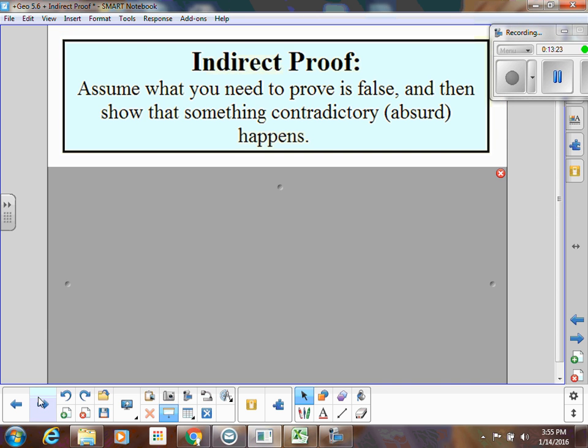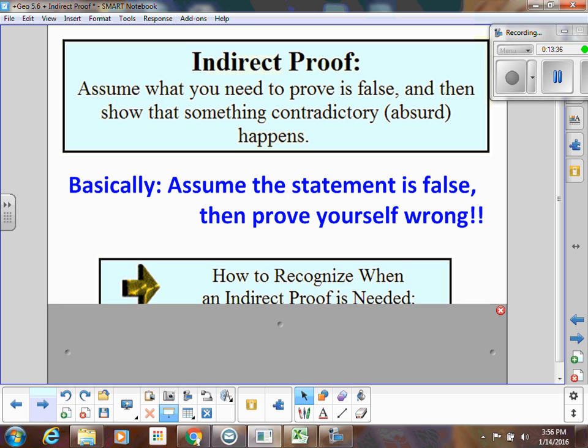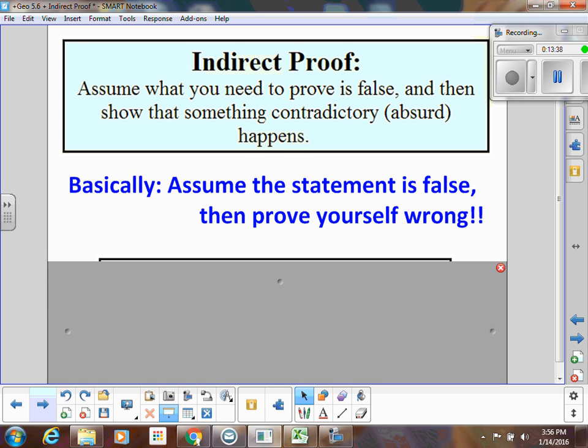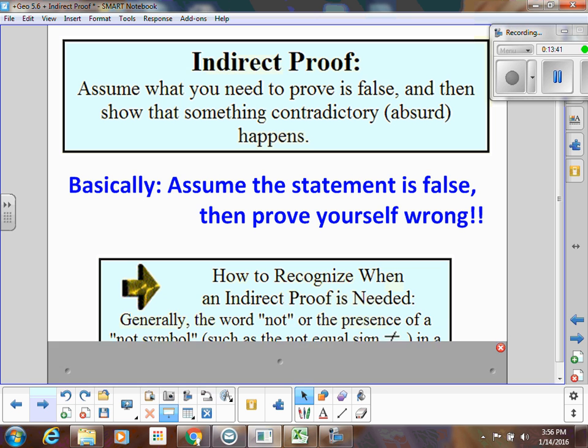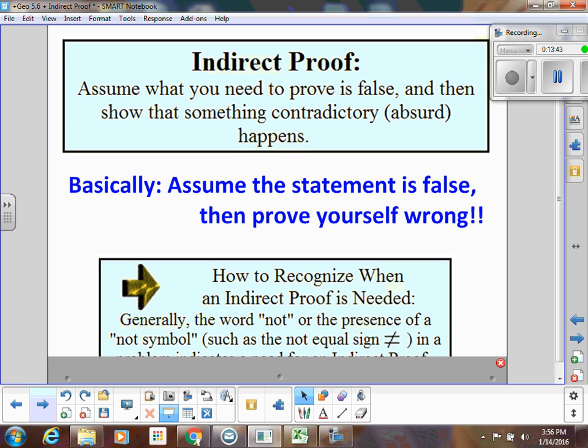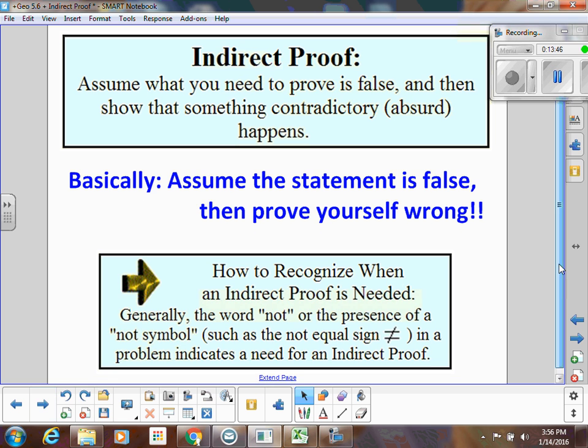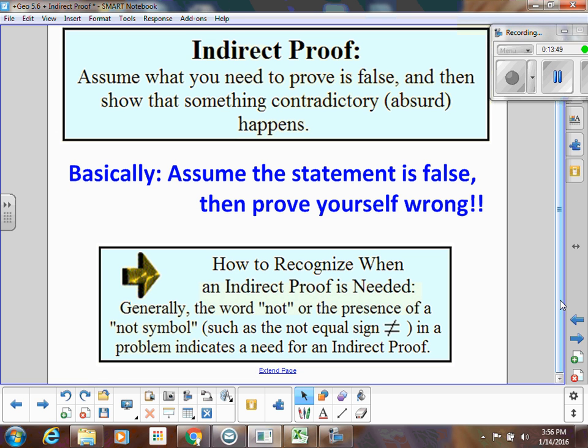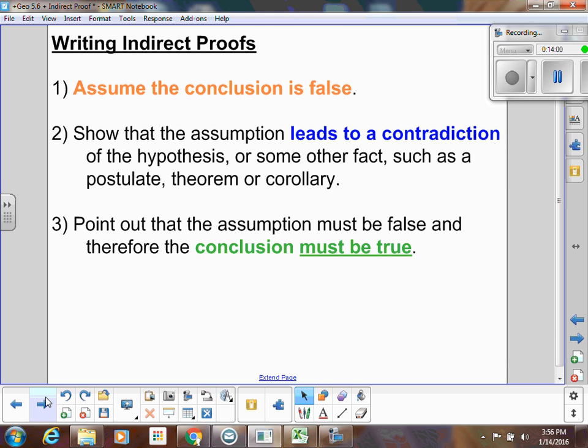So indirect proofs. All right, in an indirect proof, we're going to assume what you need to prove is false, and then show that something contradictory happens or something absurd happens. Okay? So basically, assume that the statement that we were trying to prove is false, and then we're going to prove ourselves wrong. Okay, so this is how we recognize when we need to do an indirect proof. It'll generally have the word not, or a not symbol, or a not equal sign, or something like that. And that's usually a good setup for an indirect proof. Okay, so steps.